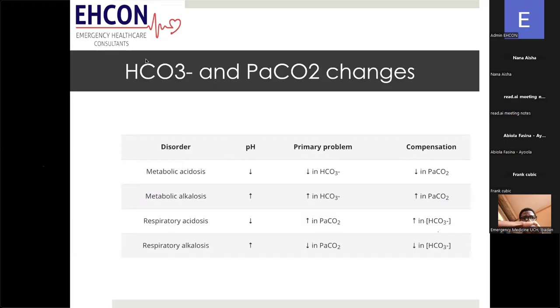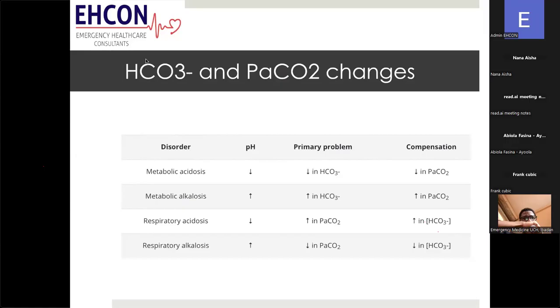Everything goes down in the same direction. And the opposite happens in a metabolic alkalosis. But in a respiratory acidosis, remember we said the change in the pH and the PCO2 are inverted. So the pH is going down, the PCO2 is going up. Your bicarb is actually going up as well. That's your compensation. And the opposite is going to happen in your respiratory alkalosis.